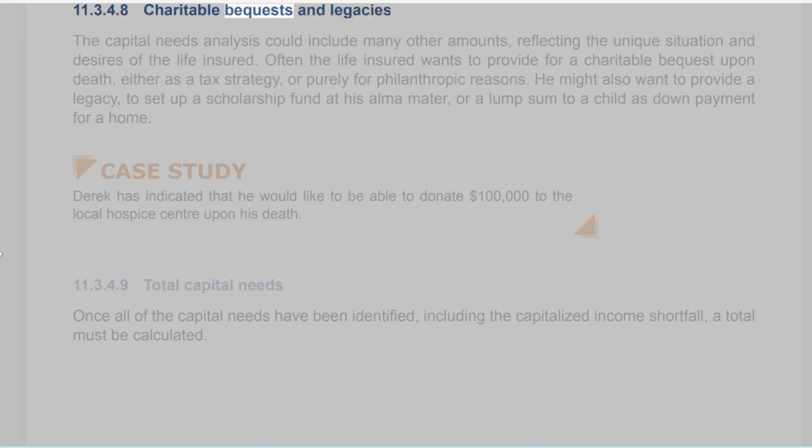1.3.4.8 Charitable bequests and legacies. The capital needs analysis could include many other amounts, reflecting the unique situation and desires of the life insured. Often the life insured wants to provide for a charitable bequest upon death, either as a tax strategy or purely for philanthropic reasons. He might also want to provide a legacy, to set up a scholarship fund at his alma mater, or a lump sum to a child as a down payment for a home.